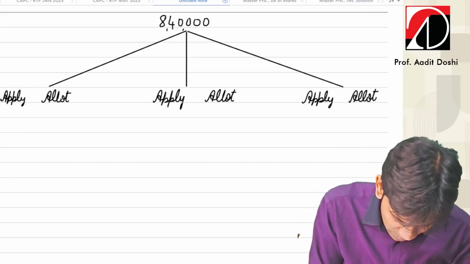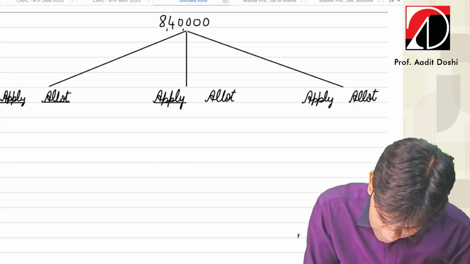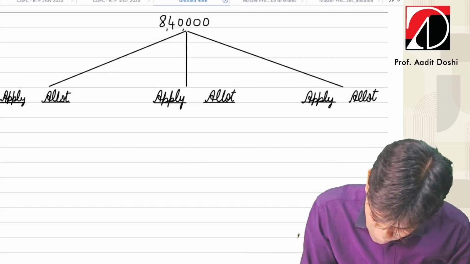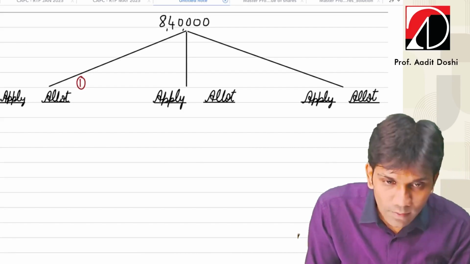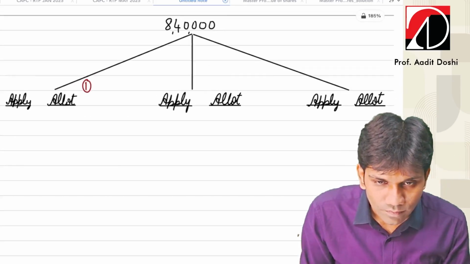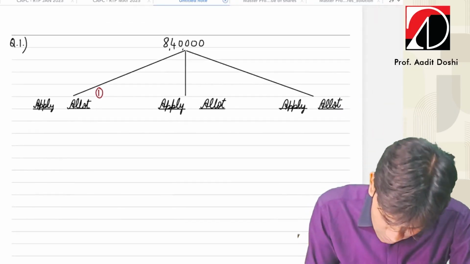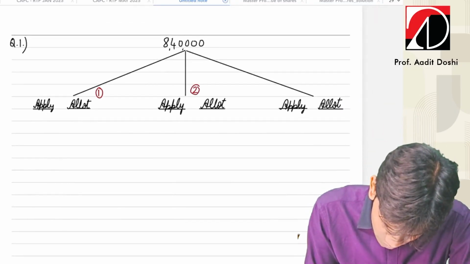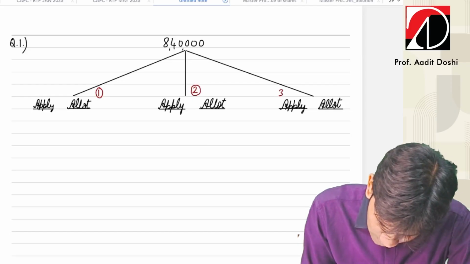Now, this is what I have prepared for you. I'll give numbers also. This is category 1. This is category 2. This is category 3.